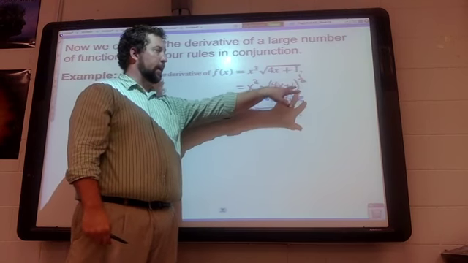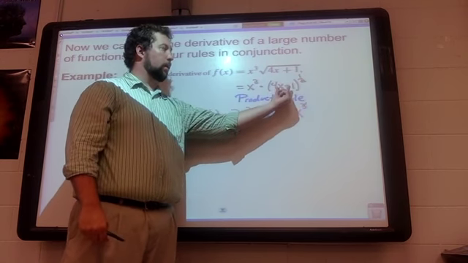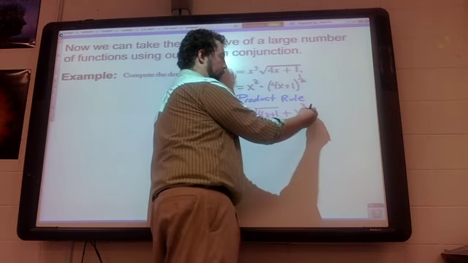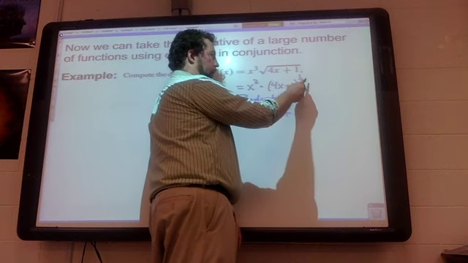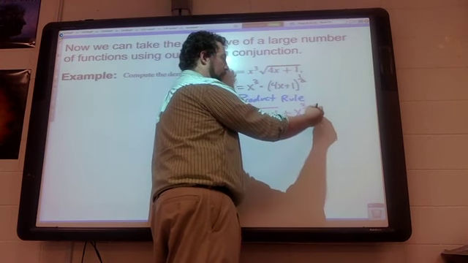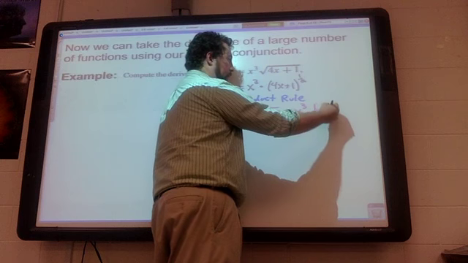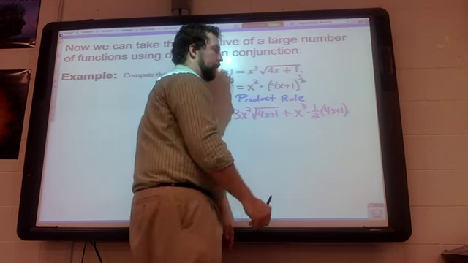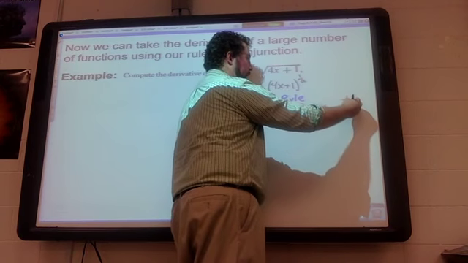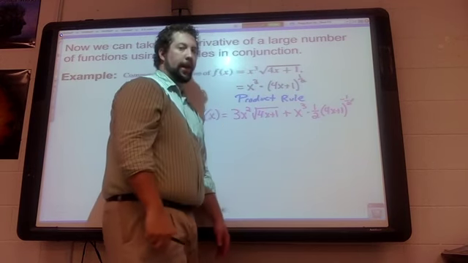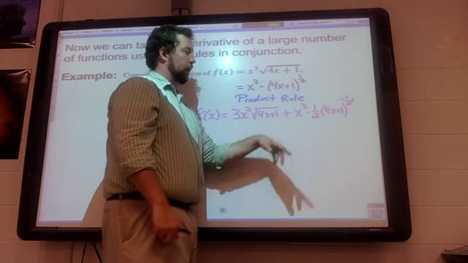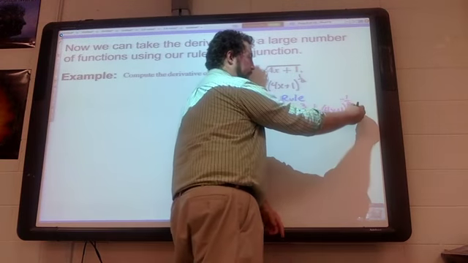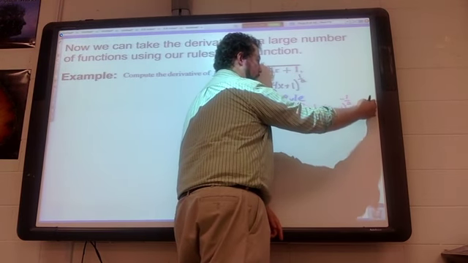So the outside is something raised to the 1/2 power. The inside is 4x plus 1. So if we do that, we're going to say times, the 1/2 comes down because of the power rule of the outside. Leave the 4x plus 1 alone. Subtract 1 from the 1/2, which gives me negative 1/2 power. So that was the derivative of the outside with the inside left alone. And now we take the derivative of the inside. The derivative of 4x plus 1 is just 4.